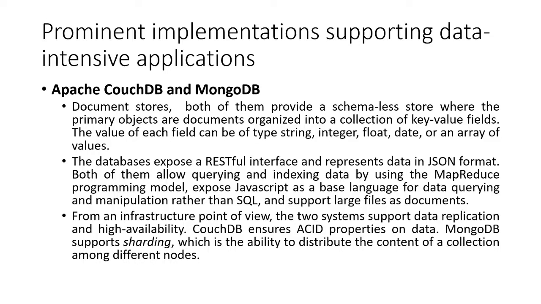CouchDB ensures ACID properties on data, whereas MongoDB supports sharding, which is the ability to distribute the content of a collection among different nodes.